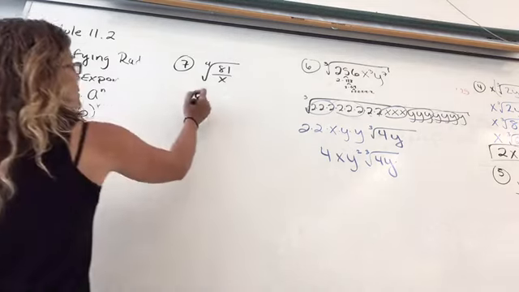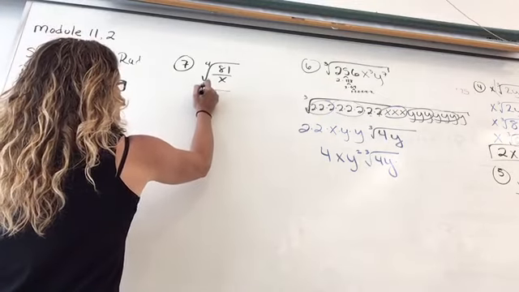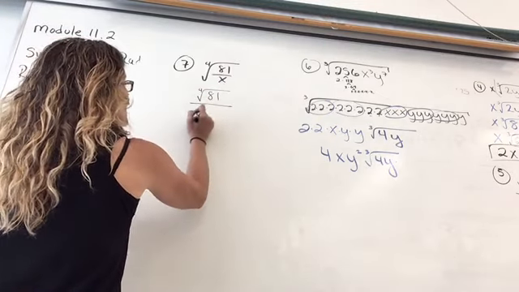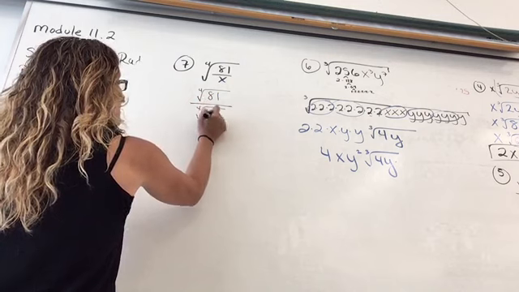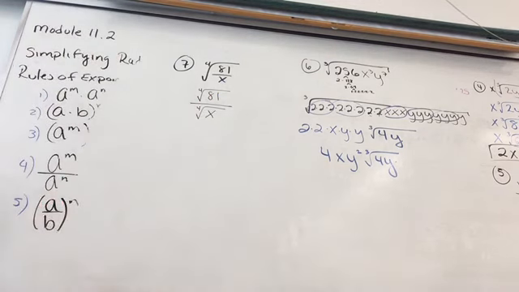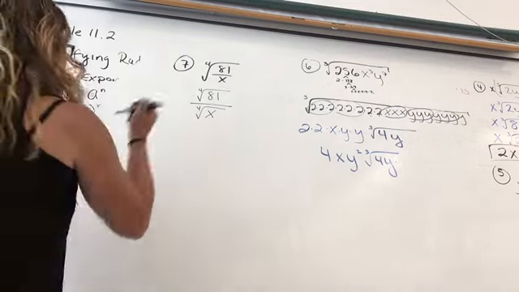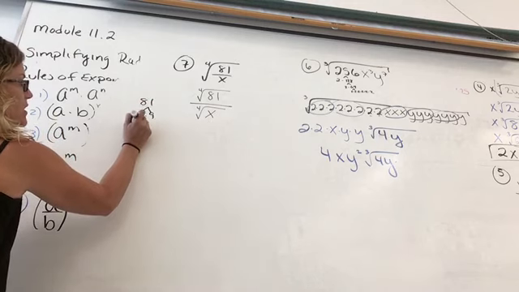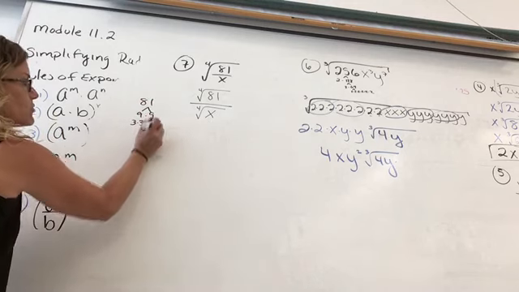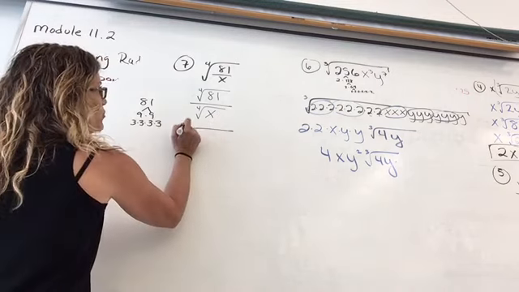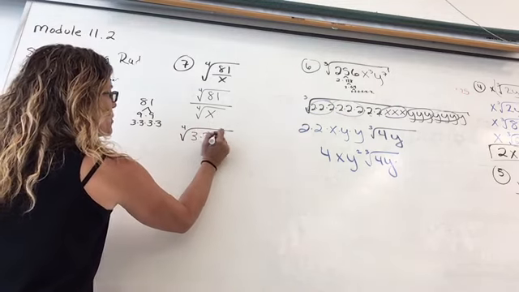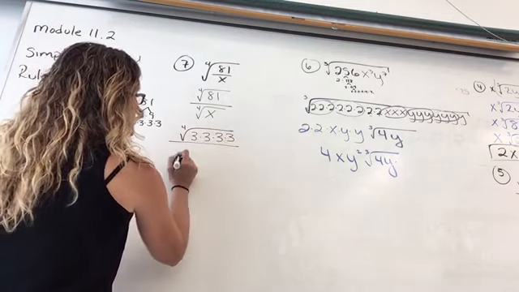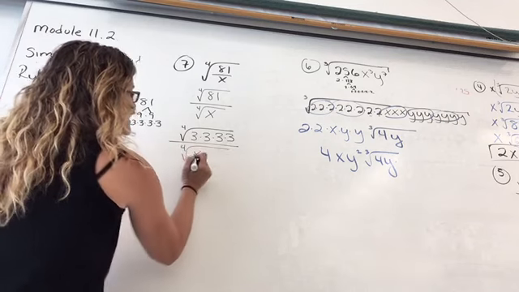So what we want to do is break this down as the 4th root of 81, and this is the 4th root of x. So we can't leave radicals in the denominator, and those x's are not going to come out. But 81, I want to try to break that down. If I use a little factor tree, that's 9 times 9, so that's 3 times 3 times 3 times 3. So on my numerator, I have 1, 2, 3, 4 3's, and on my denominator, I only have 1 x.